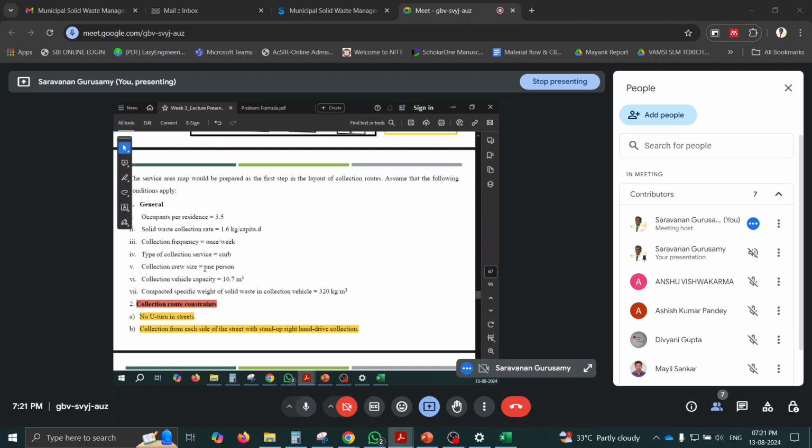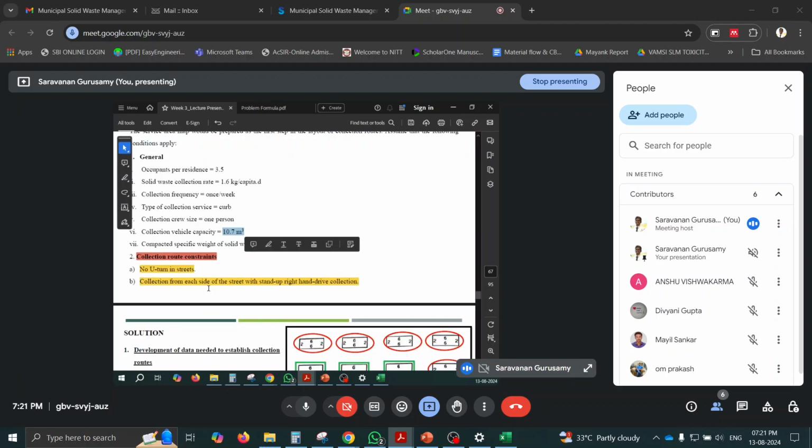And the collection crew is 1 person with 1 vehicle of 10.7 meter cube capacity. That is the vehicle capacity. So if I divide the waste generated by the vehicle capacity, I know how many trips I have to do. Then the compacted density of the waste is 320 kg per meter cube, because it's fresh waste.